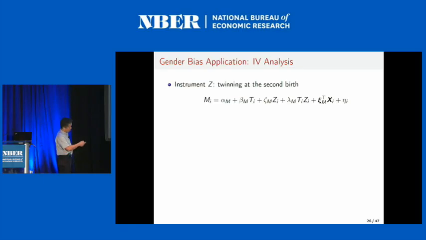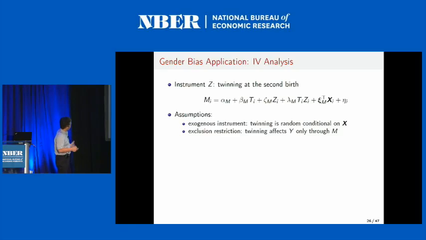Okay? So all they did is the mediator equation has a Z, and actually they also included the interaction between T and Z. So what are the assumptions? Well, it has an exogenous instrument, so having twins is random, conditional on X. Obviously, having twins means more siblings, so the relevance holds. Got one more at least.